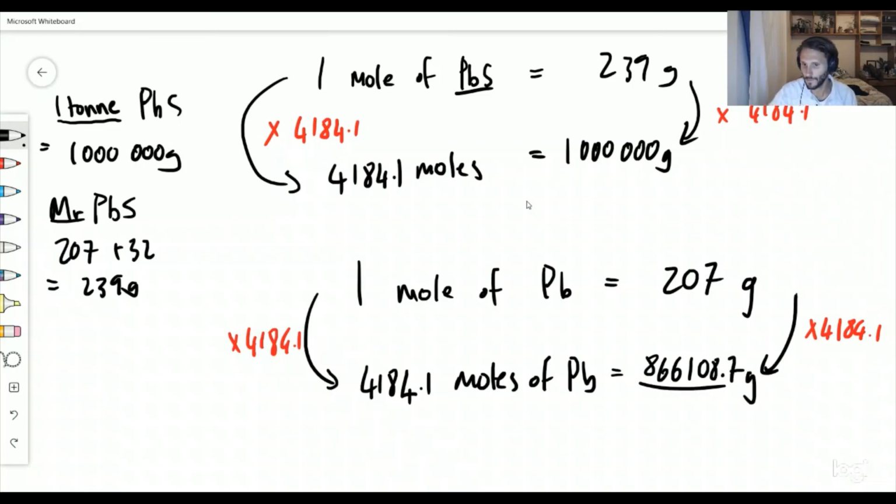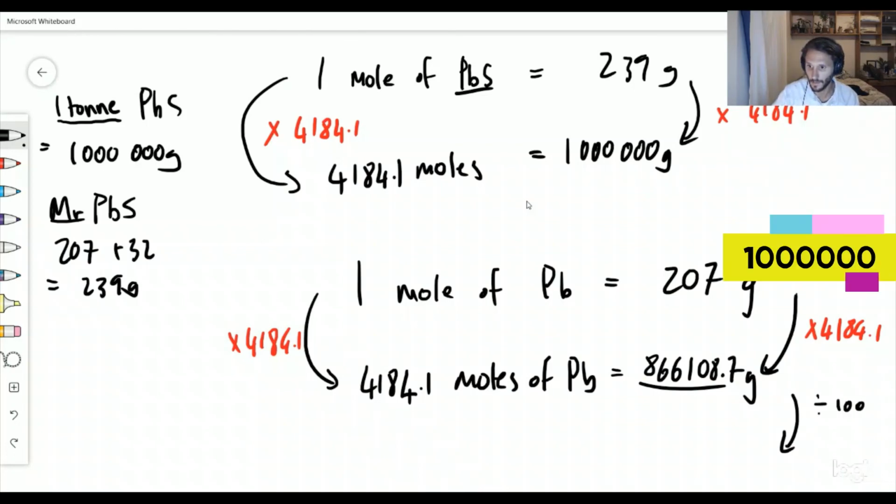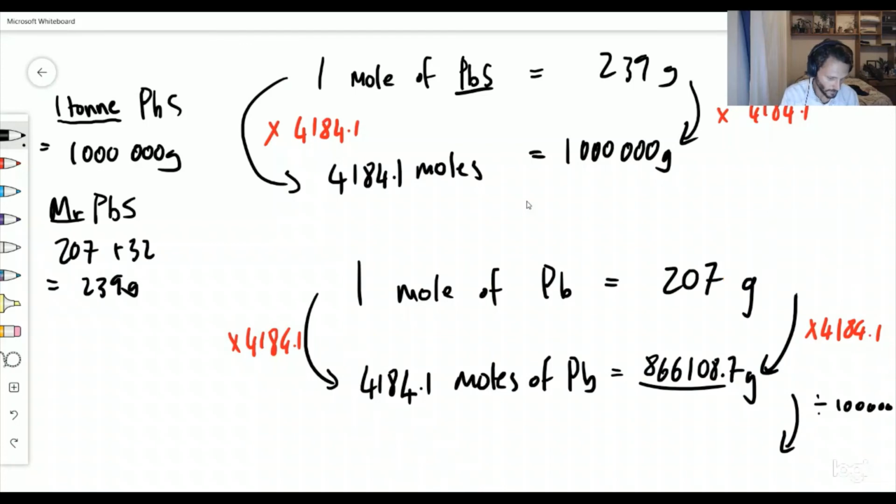But you could also convert this into tons by dividing by 1 million. So let's do that. You can work that out in your head. We're going to make 0.8661 tons of lead. It's a lot of lead.